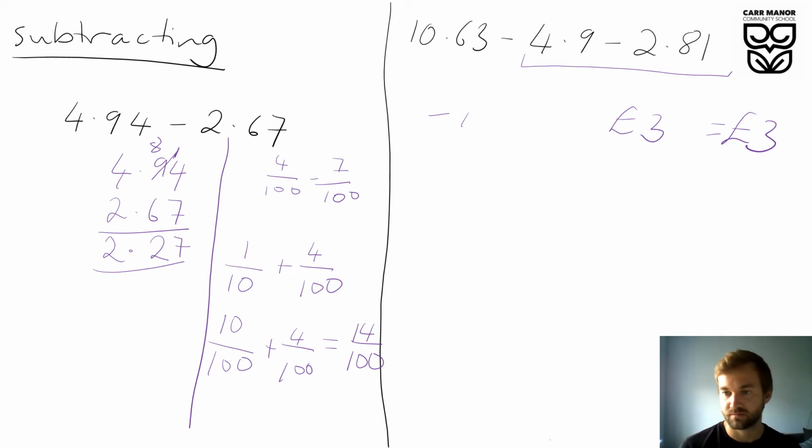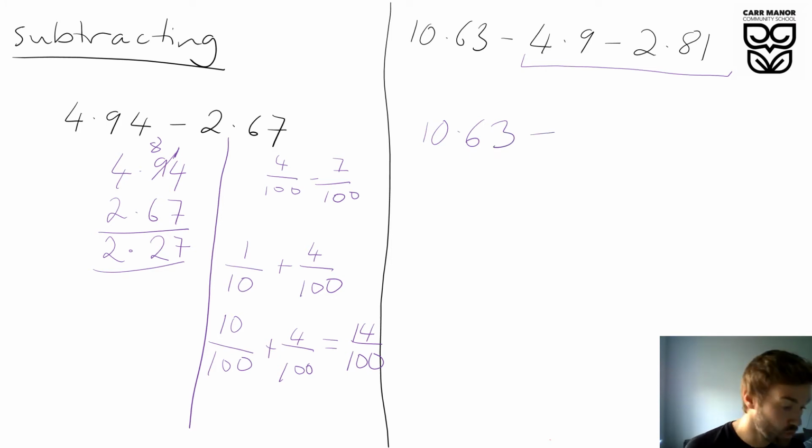So let's add those two together first. I'm not going to do the adding because I've done it on the last slides. I'm just going to tell you the answer for those two added together is 7.71. So what I'm going to do then is 10.63 take away 7.71. Then I'm going to use column like I did over there.